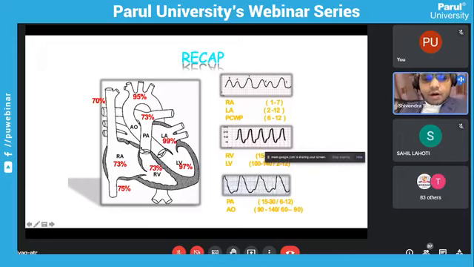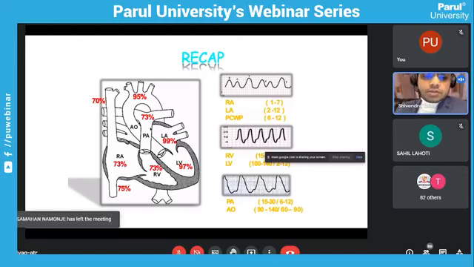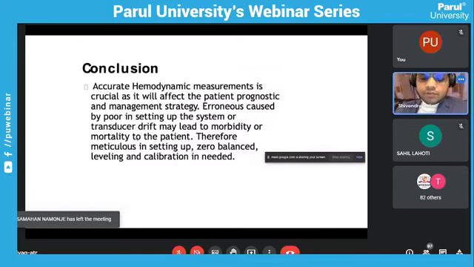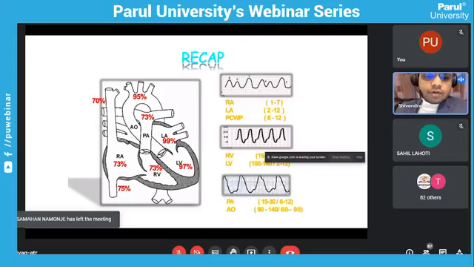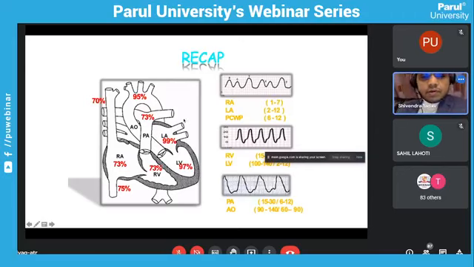And similarly, the blood from RV will go to the pulmonary artery, and hence we don't expect any drastic change. In cath lab terminology, we call it a step up. Step up meaning higher oxygen saturation from RV to PA.